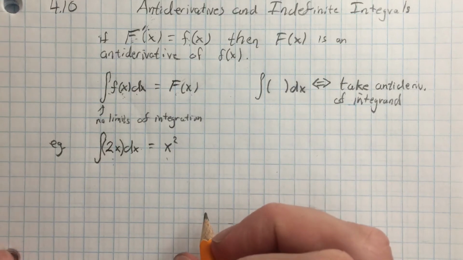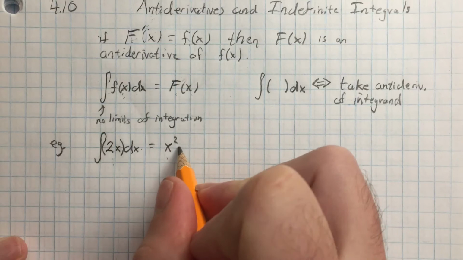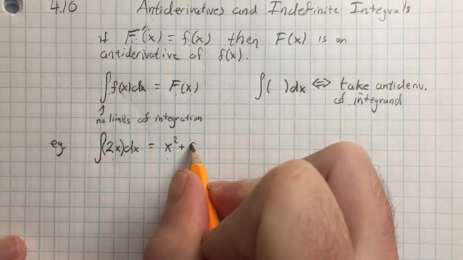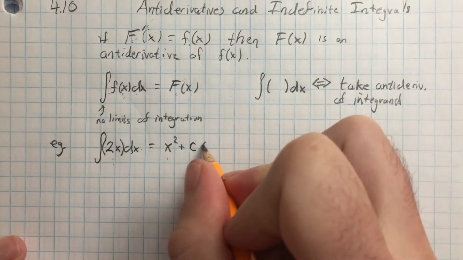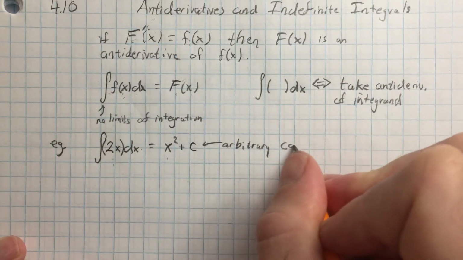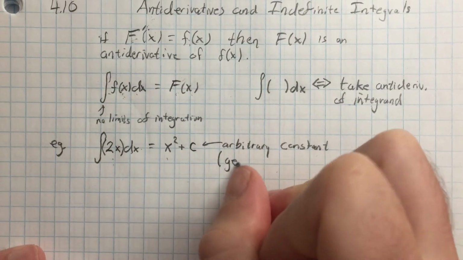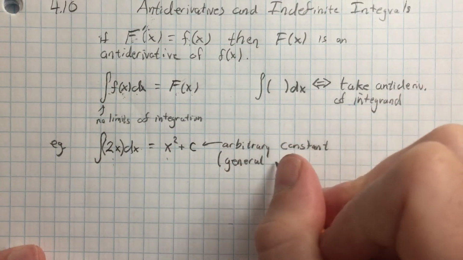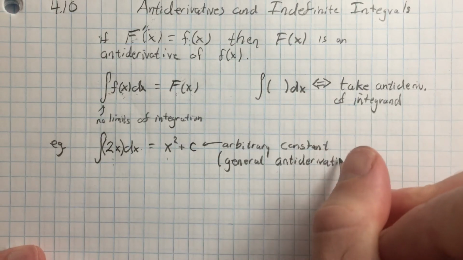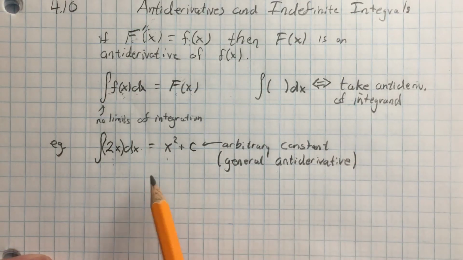But we also know that when you take the derivative of a constant, it goes to 0. So therefore, to write this out in its most general way, I'm going to write plus c here, plus any arbitrary constant. Okay. So this is called the general antiderivative. Because it incorporates all possible answers, right?